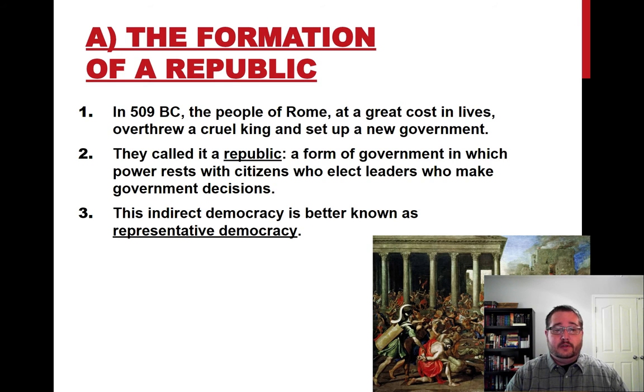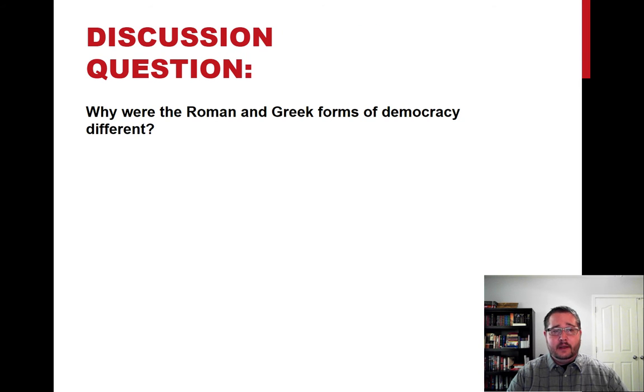We're going to look at some of those dates here in a bit, but this type of democracy is not a direct democracy like the Greeks. It is an indirect or a representative democracy where people vote for representatives in government who then make laws and judicial decisions, etc. Okay? A discussion question I like to ask in class is, why were the Roman and Greek forms of democracy different, and when are they appropriate specifically in a society?